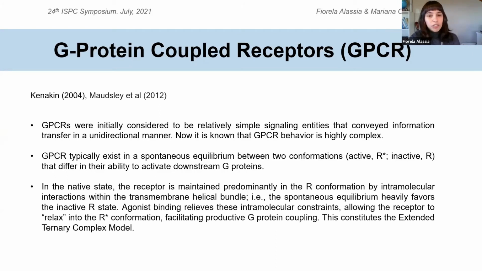In the native state, the receptor is maintained predominantly in the inactive conformation by intramolecular interactions within the transmembrane helical bundle. The spontaneous equilibrium heavily favors the inactive state. Agonist binding relieves these intramolecular constraints, allowing the receptor to relax into the active conformation, facilitating productive G-protein coupling. These constitute basically the extended ternary complex model, which is the model that represents the signaling process of this kind of receptors.